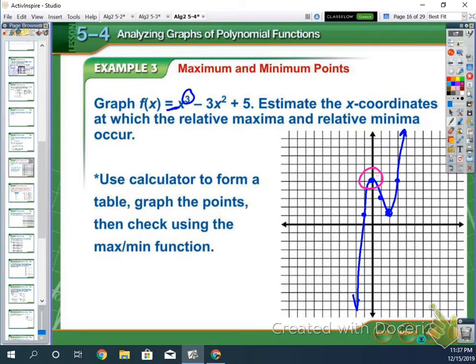So that point right there that I've circled in pink would be a maximum. So at least in terms of my estimation, I would say max at 0, 5. And then for the same reason, I would say min at 2, 1. That's a relative minimum. The rest of the points around that particular point are all higher than it.